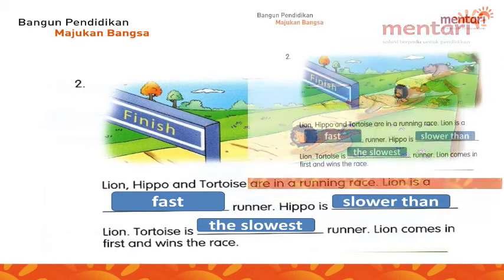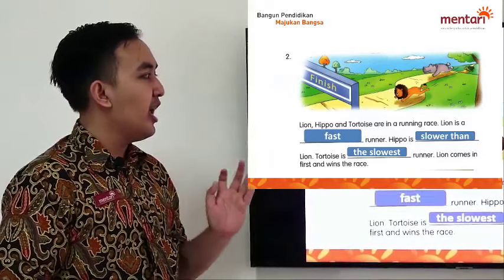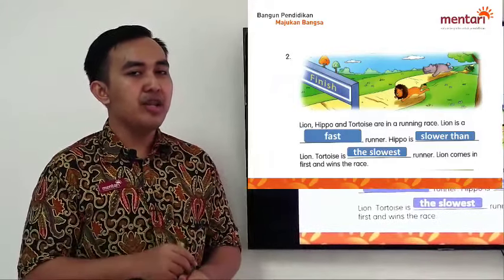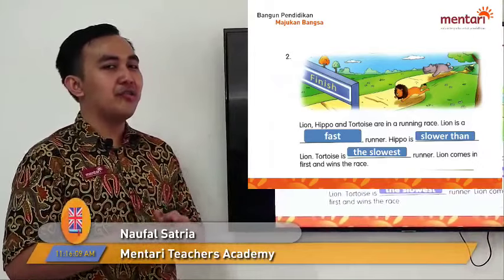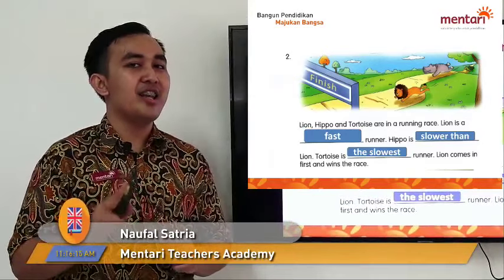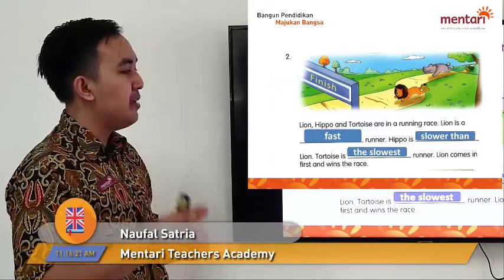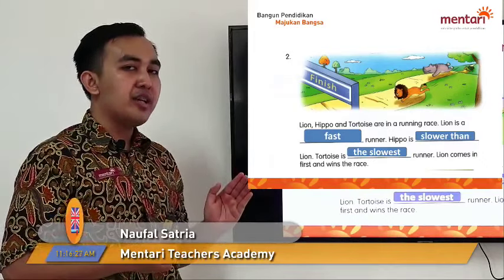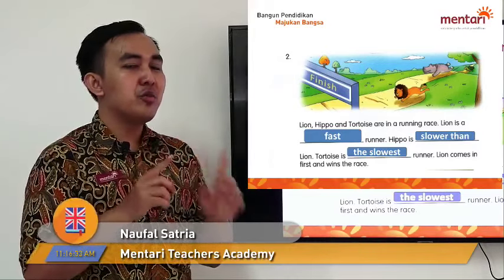However, if we take a look again, the hippo is in the second place. We could say hippo is slower than lion, or hippo is faster than tortoise. It's your choice actually. If you want to make a new sentence, you can say hippo is faster than tortoise. But in this question, you have to fill in with hippo is slower than lion. Because if you want to compare two things, you have to make sure which one you are going to do.